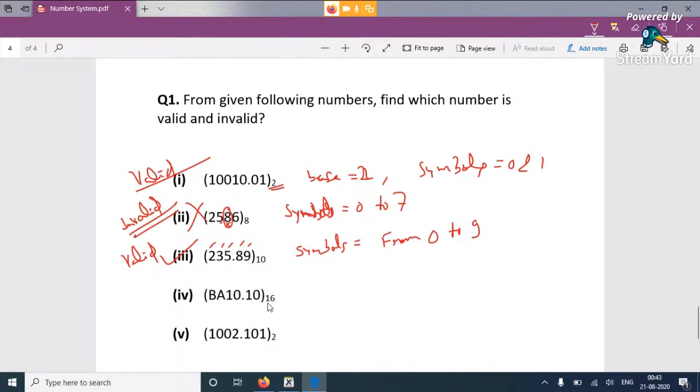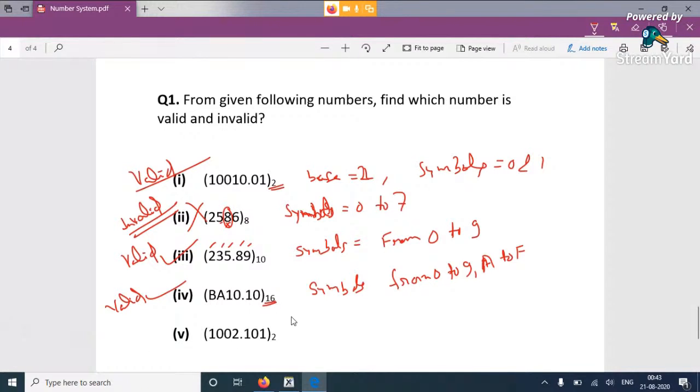Fourth one, see the base of this number. Base of this one is 16. So the symbols we can use will be from 0 to 9, then after 9, A to F. So see here, BA10.10. All are symbols or digits used in hexadecimal. So this is also a correct or valid number.